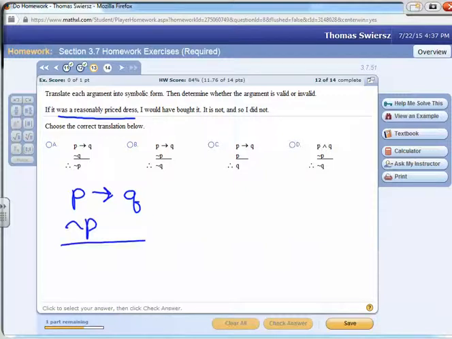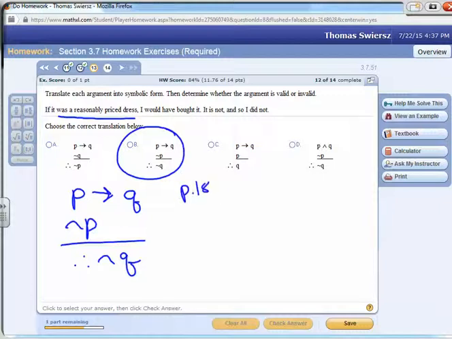Therefore, I did not buy it, which is what? Therefore, not Q. Okay, so there's the symbolization. So if P, then Q, you got not P, therefore not Q. So then B is obviously the one that matches. Now, is this argument valid?